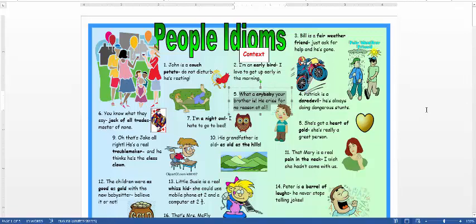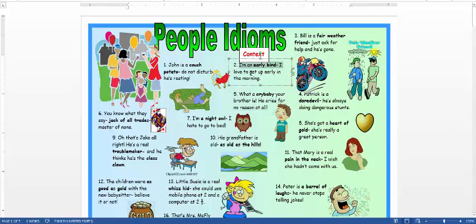Now look at this sentence number 5. It is telling us about the cry baby. What a cry baby your brother is. He cries for no reason at all. Right? Now this sentence is giving us a contextual clue that a person who keeps crying, or a baby who keeps crying for no reason, is a cry baby.